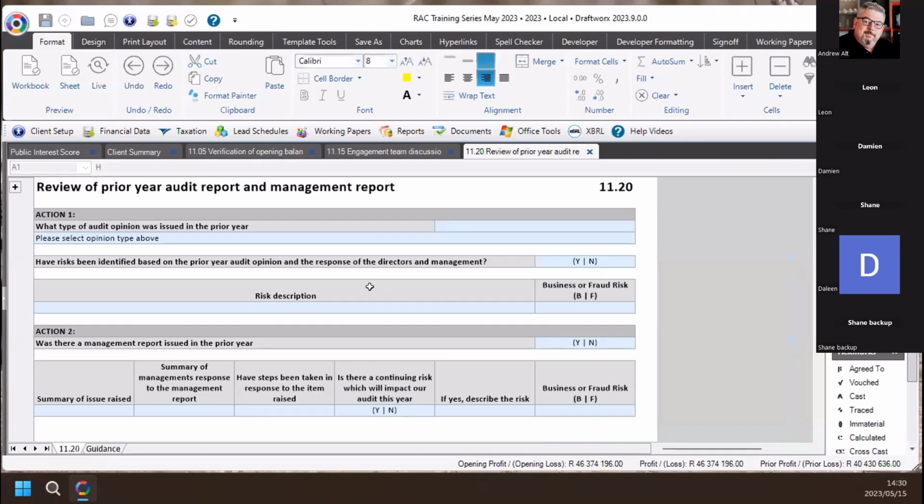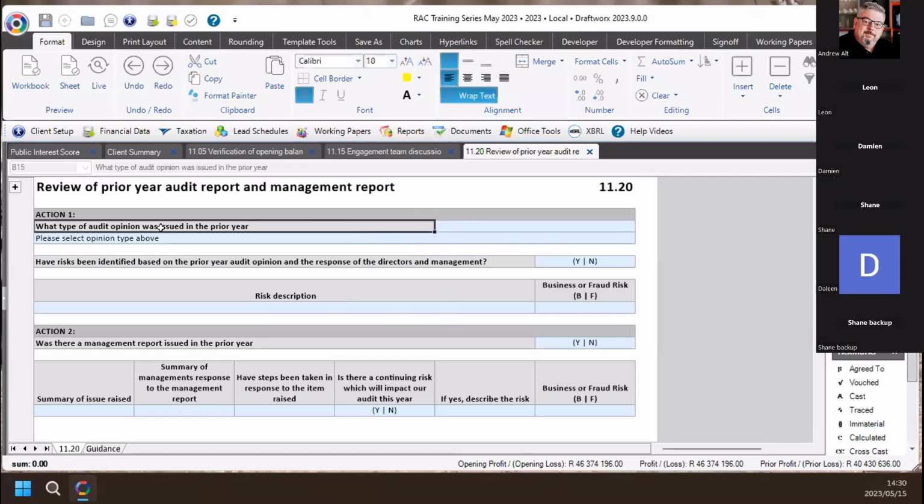Document 11.20 is a review of prior year audit report and management report. And its intention is exactly what it's calling itself here. We want to go and look, and we want to now go and see, are there things from last year that we need to consider being risks this year? It's the risk identification section. And so we're documenting knowledge and coming up with risks.